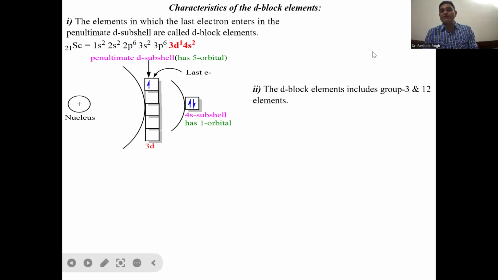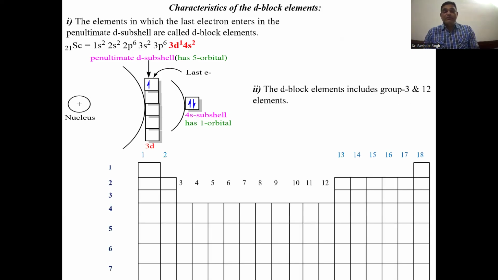What is the position of the d block elements? The d block elements are present from group number 3 to group number 12. So that is the range of the d block elements. As you can see in the diagram here, there are a total of 18 groups and 7 periods. Of these 18 groups, the first and second groups belong to the s block, and group number 13 to group number 18 belong to the p block elements. The remaining groups, group number 3 to group number 12, belong to the d block, and these are 10 in number.